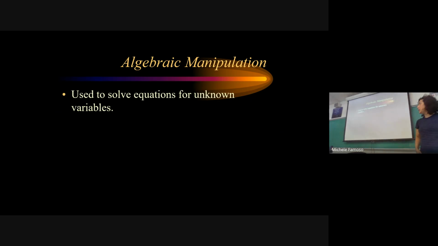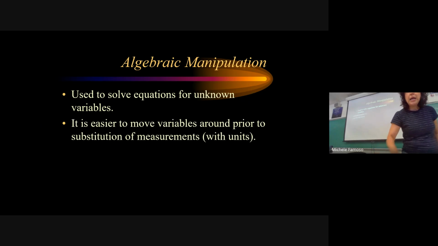So algebraic manipulation, as I just mentioned, is used to help us solve equations for unknown variables. And we do this in physics as we try to solve physics problems because it's easier to move around the variables without any numbers and units attached. What you will learn once we start doing some physics is that the measurements we work with, as you've seen, some of them can be really big in scientific notation. Some of them can be really small in scientific notation. And very often they have a bunch of units attached to the number.